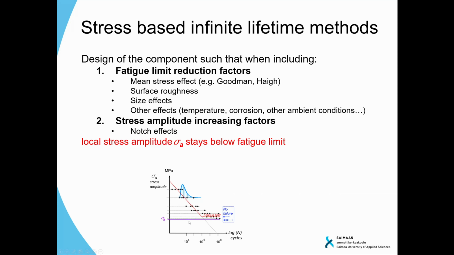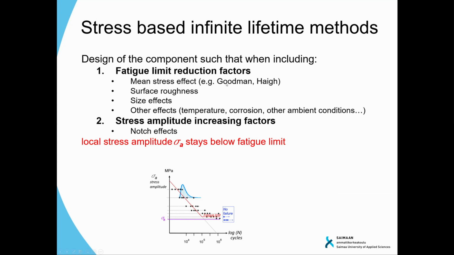But what is important to note is that we need to include these effects because they have a significant effect on the results. And if we don't do this and we just do the plain calculation with normal strength analysis methods and the stresses, we will not get reliable results.